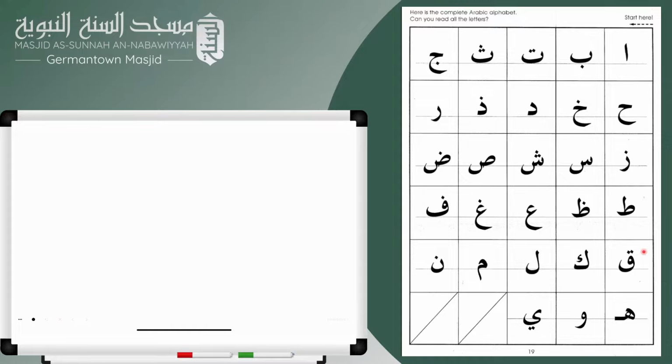Qaf, qaf, qaf. All of it sits above the baseline. Next one is kaf, kaf, kaf. And the next one is the third box, line number 5, lam, lam, lam. Fourth box, line number 5, meme, meme, meme.